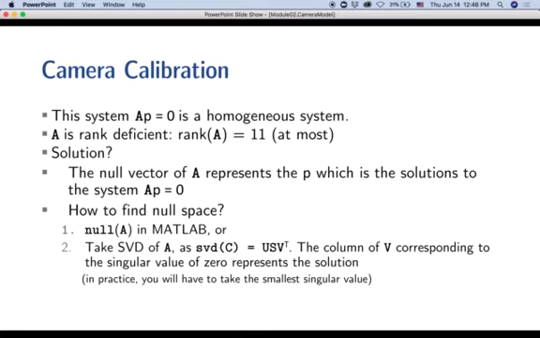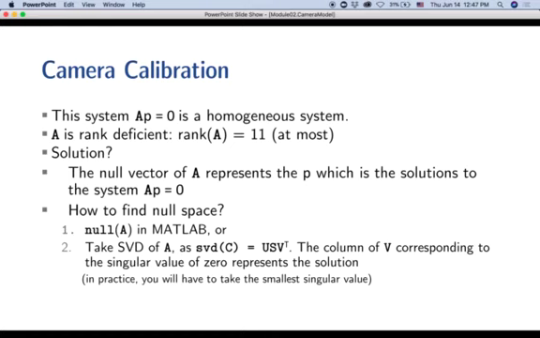SVD of A will be U S V transpose. And then I will take the row really of V transpose, which is the column of V, which corresponds to the singular value of 0 in the solution.